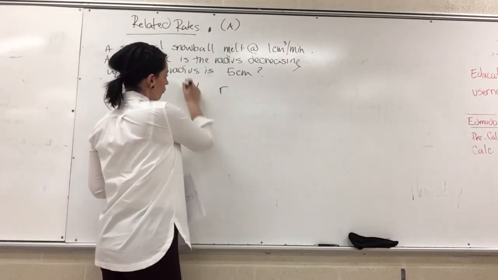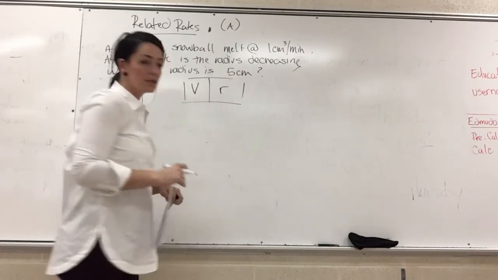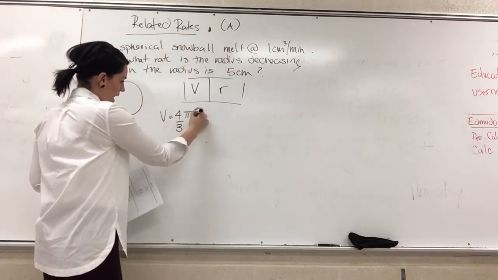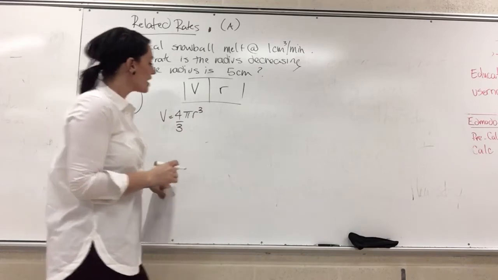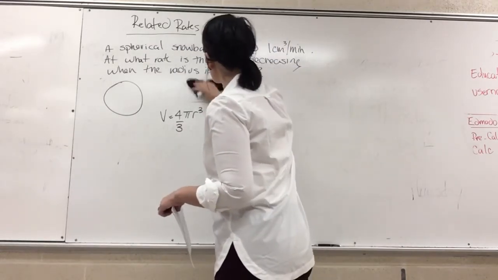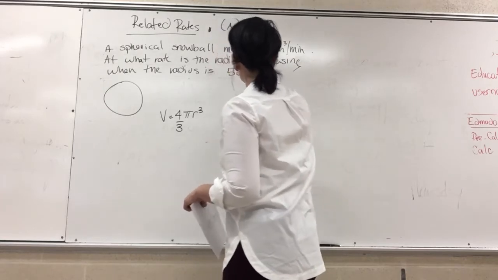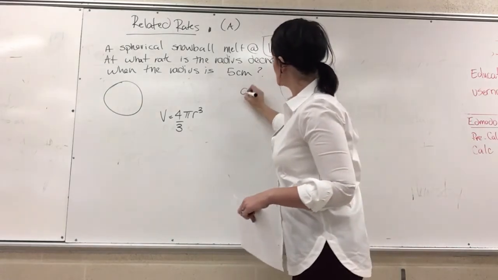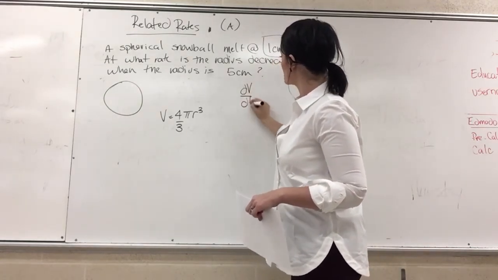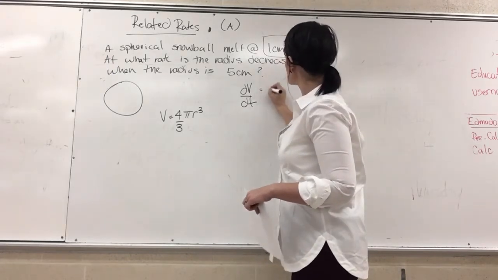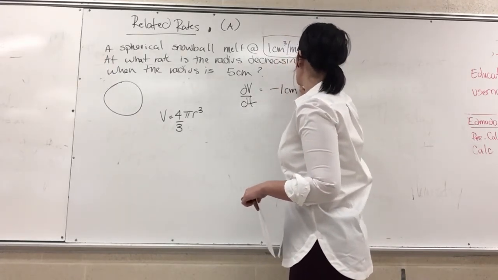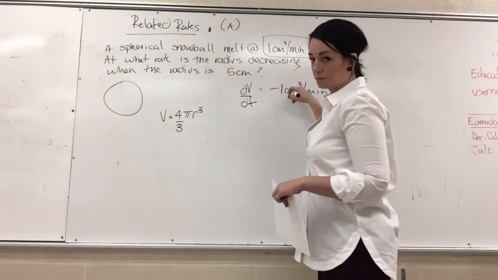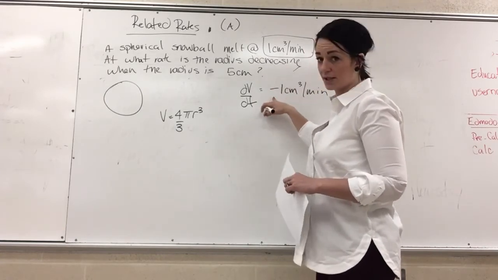So I'm looking for a formula that involves volume and radius. The volume of a sphere is 4 over 3 pi r cubed, okay? And then I'm always going to be given some information and asked to find some information. So this right here is the rate of change of the volume. So it's dV/dt, the rate of change of the volume over time. So it's minus 1 centimeter cubed per minute, okay? How do I know that it's volume? Because of the cube. It's melting, so it's decreasing. That's why it needs a negative.